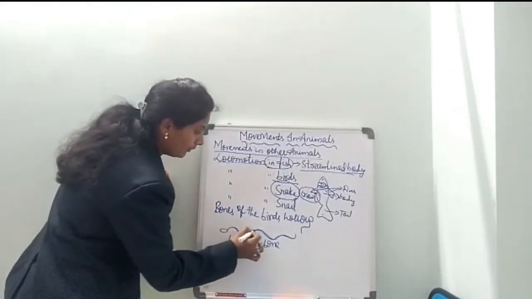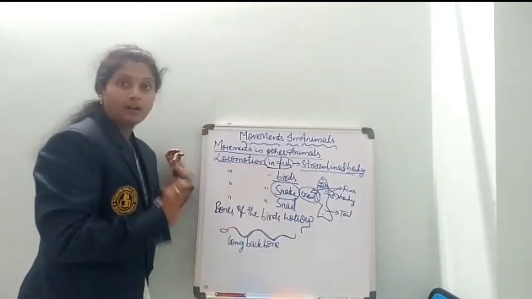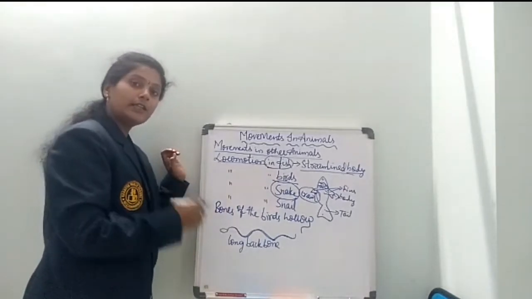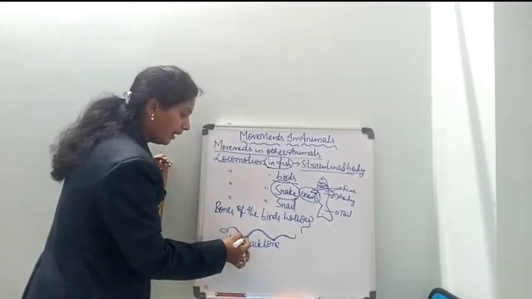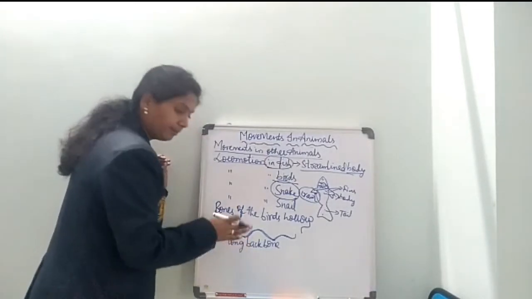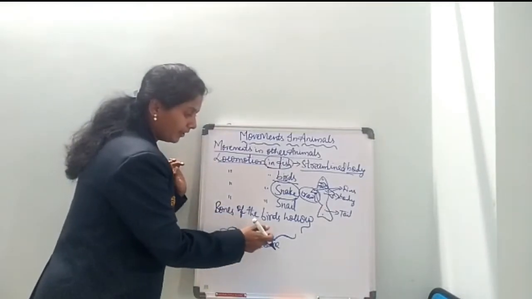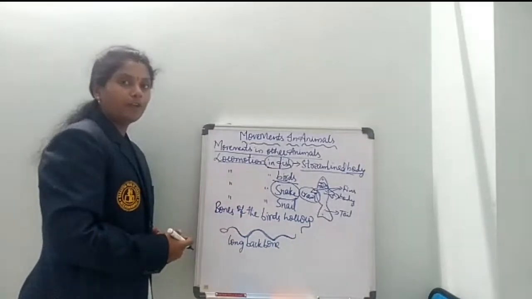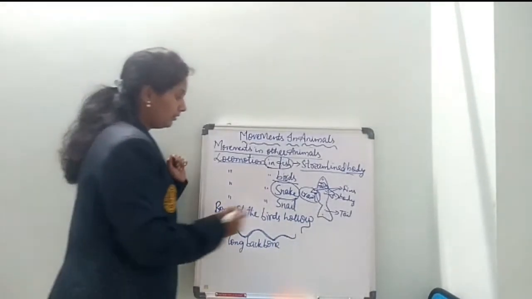Each fold we call a loop. Because of each loop it is able to move. That means here it will be pressing down. It presses the ground and moves forward. Each loop which is present here presses the ground and moves forward. In this way, snakes move from one place to another.